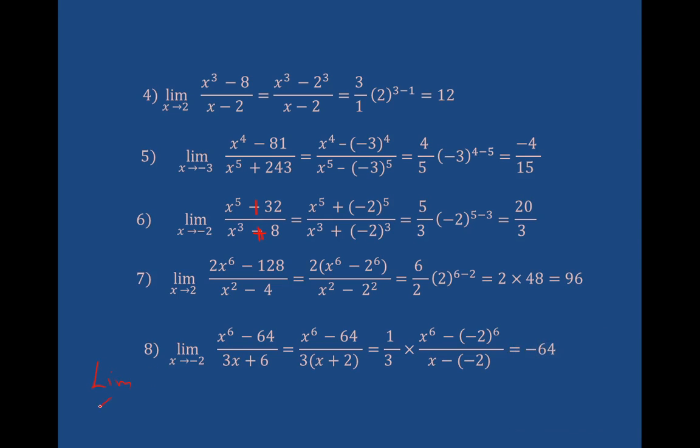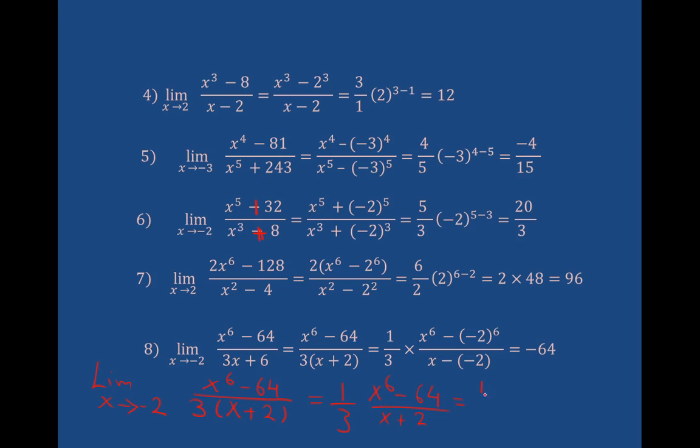Limit of x tends to negative 2 of the algebraic expression x power 6 minus 64 over, here 3 as a common factor. I'll take 3 as a common factor from 3x, then the remainder will be x. 6 divided by 3 equals positive 2. Then I write 1 over 3 because 3 is in the denominator. The expression x power 6 minus 64 over x plus 2.